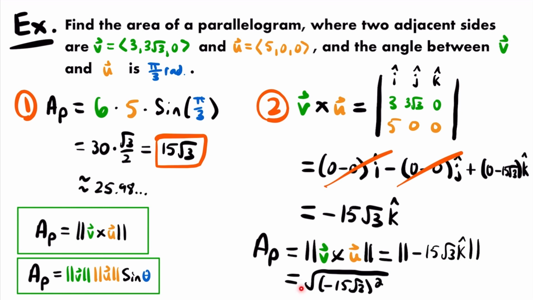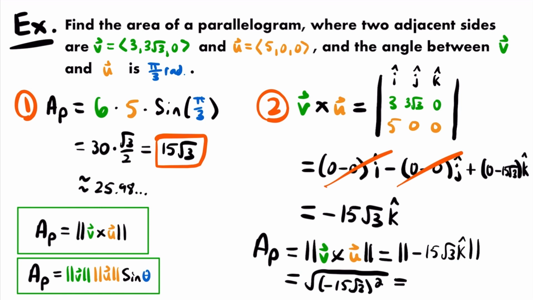But then, of course, taking the square root of a value squared will just give you the absolute value of whatever that value is, right? If we square 15 square roots of 3, we will get a positive value, which we are then taking the square root of, which will also be positive.